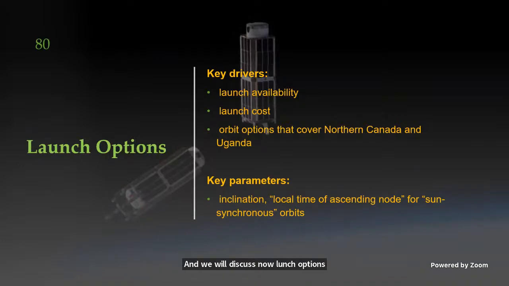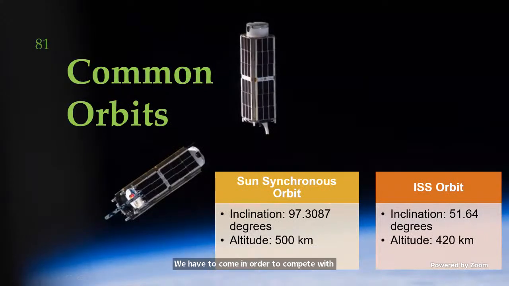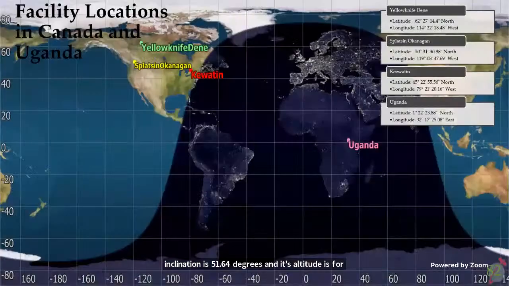The key drivers for that are launch availability, launch cost, and orbit options that cover Northern Canada and Uganda. Key parameters are inclination and local time of ascending node for sun-synchronous orbits. We have two common orbits to compare: sun-synchronous orbit and International Space Station orbit. The inclination of sun-synchronous orbit is 97.3087 degrees and its altitude is 500 kilometers. For International Space Station orbit, its inclination is 51.64 degrees and its altitude is 420 kilometers.